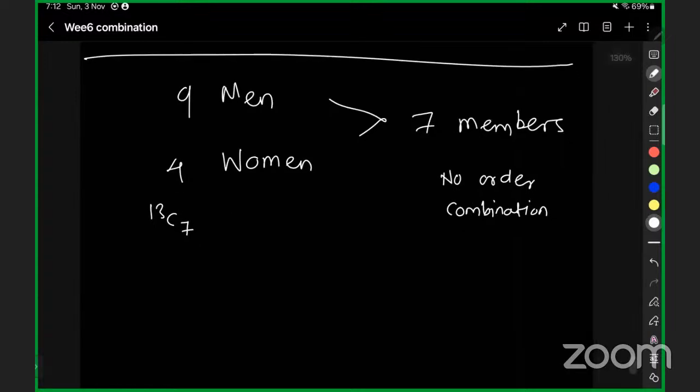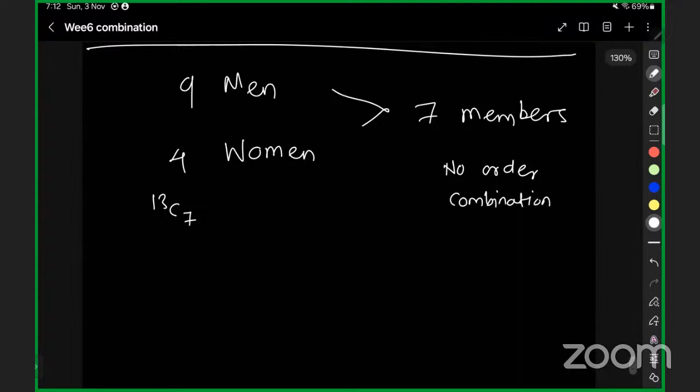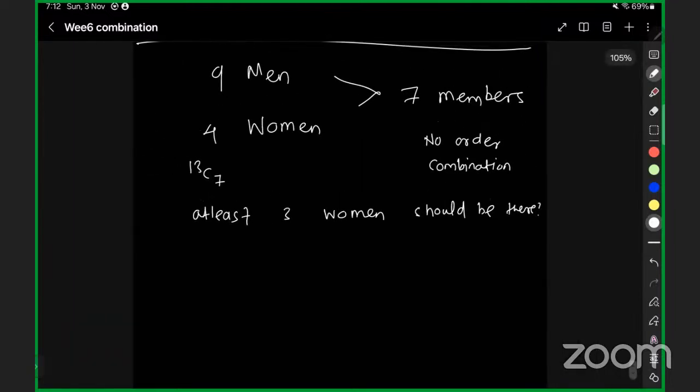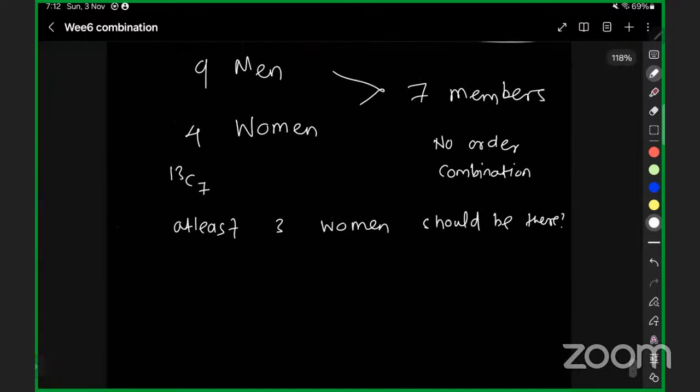Okay. Now, let's say some conditions are there, that at least 3 women should be there. Now, what will you do? At least 3 women should be there.